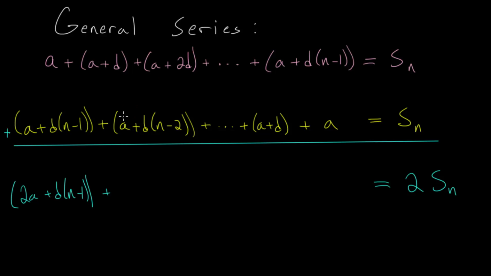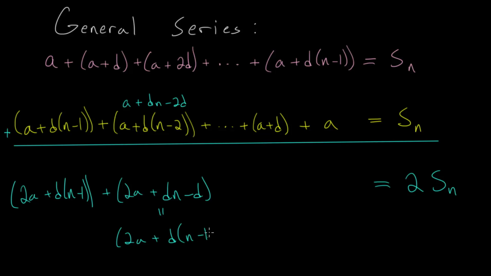And if we were to actually distribute this, we get a plus dn minus 2d. So when we add these together, we'll still get a plus a. We'll get 2a. But now we'll get dn here. And we have d minus 2d. So that would be minus d. And we'll be able to rewrite this as 2a plus d times n minus 1.